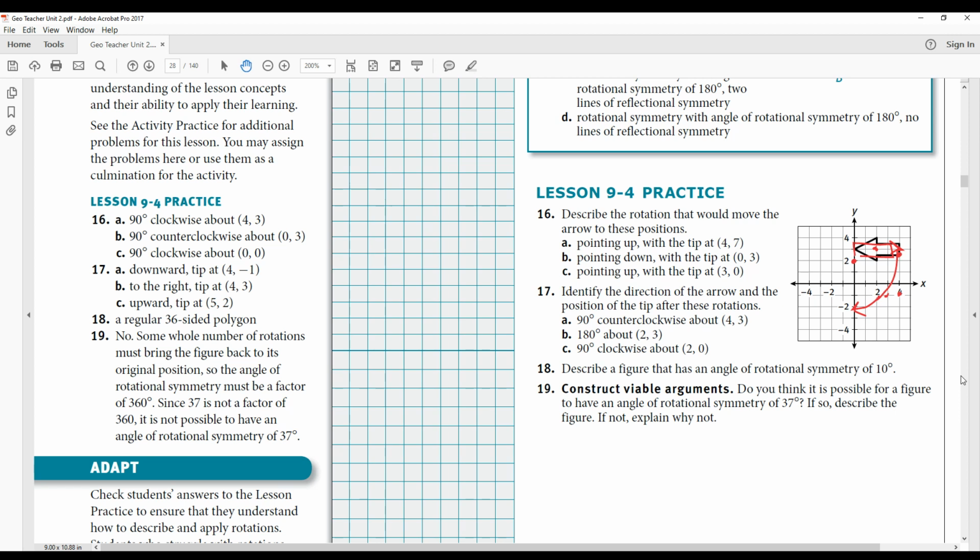Describe a figure that has an angle of rotational symmetry of 10. Remember, that means 360 divided by what will give me 10? Well, that's going to be 36. So a 36-sided figure.